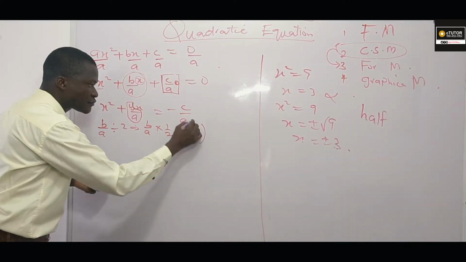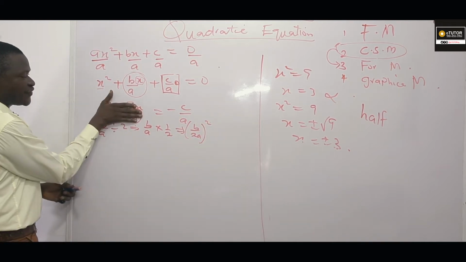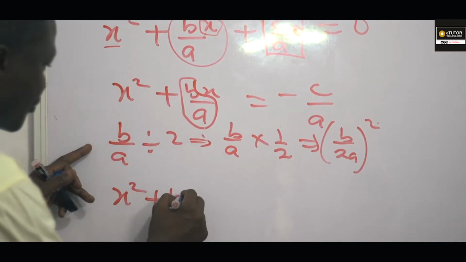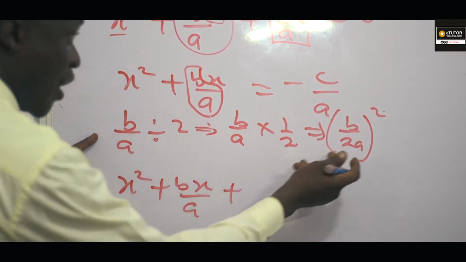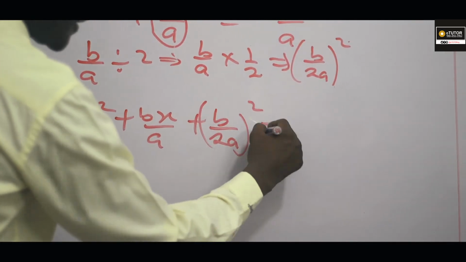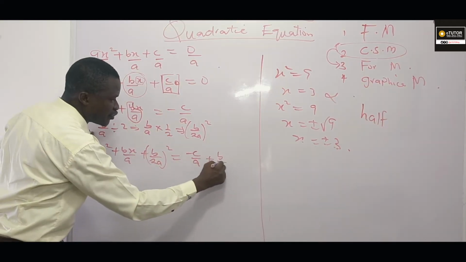Square it. Add it to both sides. What are the sides? This side is left, this side is right. So let's go. x squared plus b over a x plus b over 2a squared equal to the right side plus b over 2a squared.